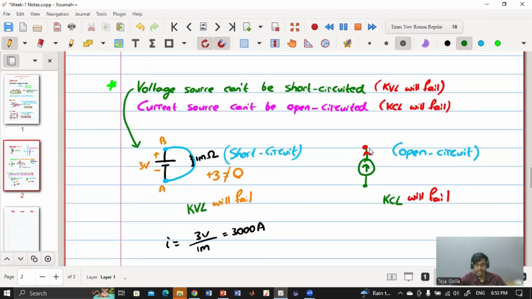So that's why you cannot open circuit. Open circuit meaning these two terminals are open. Open in the sense they are not connected to anything. So these are the terminology that we use. Whenever we say something is open, it means it is not connected. If we short it, it means that we have connected it to some other terminal.